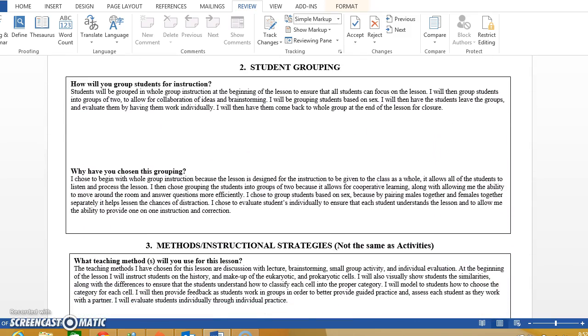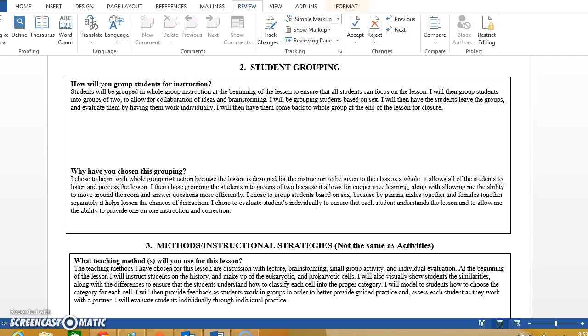Student grouping. How will you group students for instruction? Students will be grouped in whole group instruction at the beginning of the lesson to ensure that all students can focus on the lesson. I will then group students into groups of 2 to allow for collaboration of ideas and brainstorming. I will be grouping students based on sex. I will then have the students leave the groups and evaluate them by having them work individually. I will then have them come back to whole group at the end of the lesson for closure.